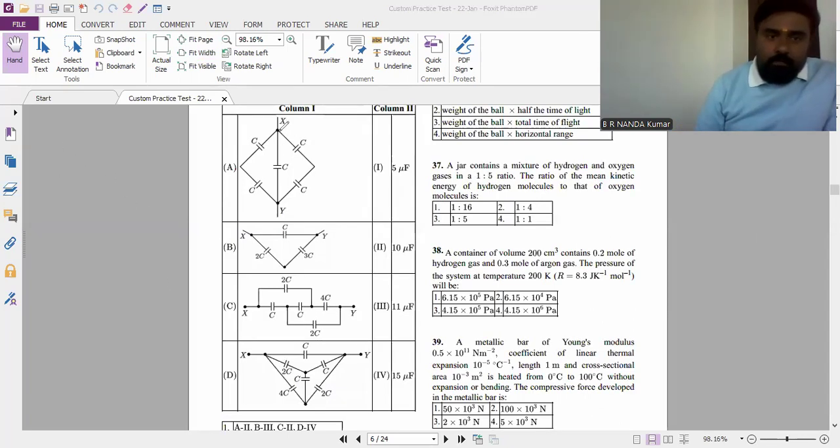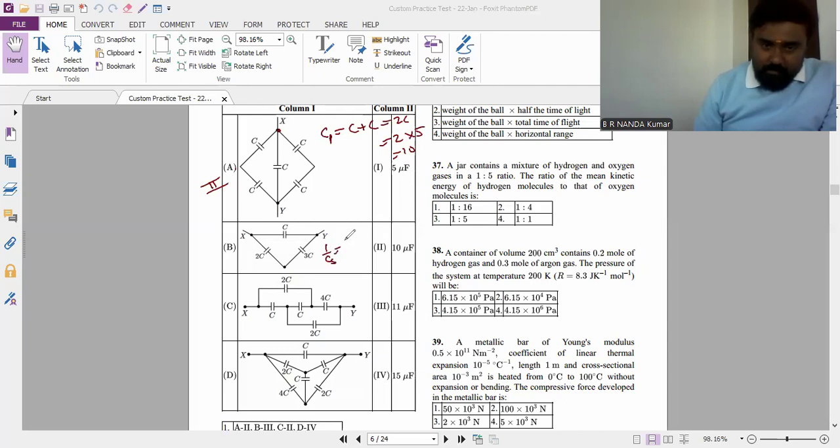The first one, between X and Y, notice these two are connected in series. 1 by C plus 1 by C is 2 by C, so C by 2. Then C by 2, C by 2, and C are connected in parallel. Cp is equal to C by 2 plus C by 2 plus C, so 2C. C is 5, so 2 into 5 is 10 microfarad. So A matches to 2.